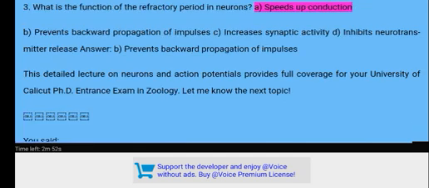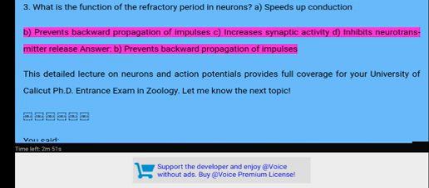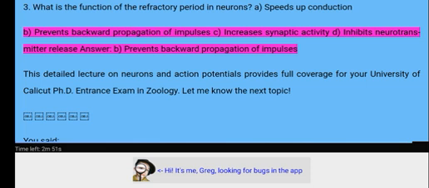3. What is the function of the refractory period in neurons? A. Speeds up conduction. B. Prevents backward propagation of impulses. C. Increases synaptic activity. D. Inhibits neurotransmitter release. Answer. B. Prevents backward propagation of impulses.